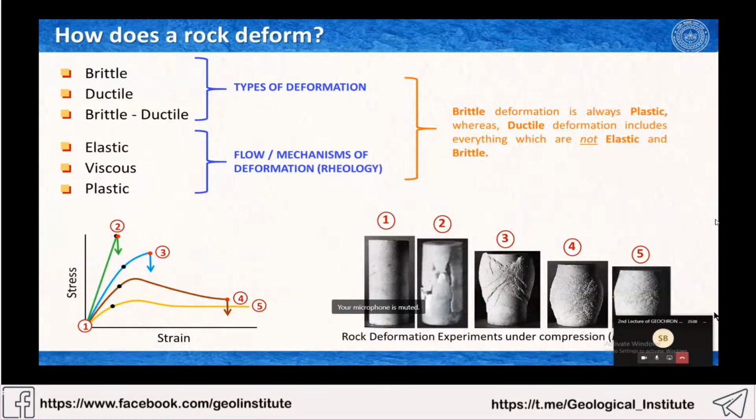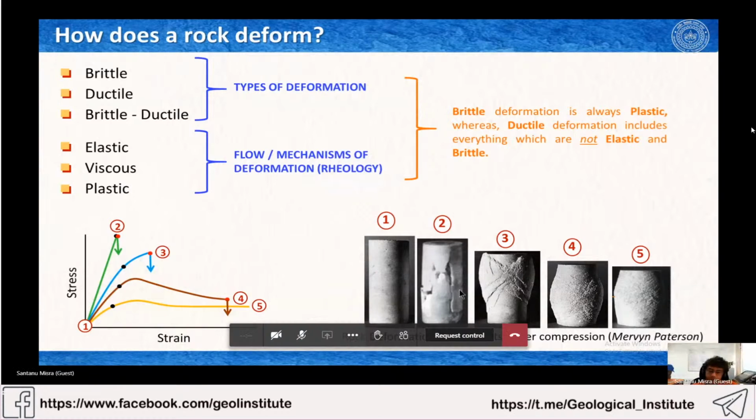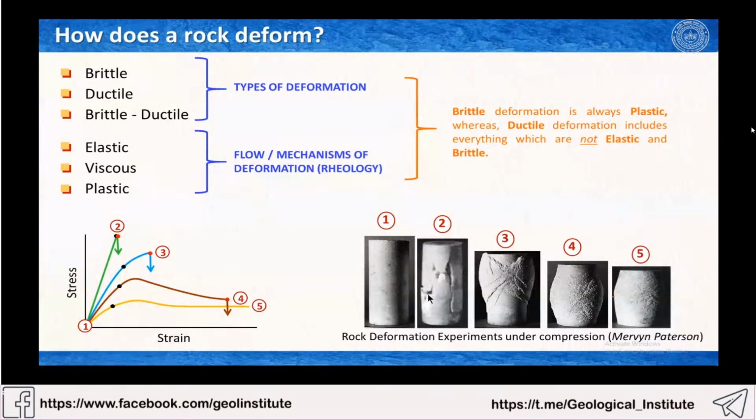But to start with, they are generally conceived through the very basic diagram of stress versus strain. Here on the side, these 1, 2, 3, 4, 5 are some very classic experiments performed by Marvin Paterson. This is the initial sample without any deformation, and then he increased the confining pressure in different samples, and these should be the ideal stress-strain curves. The first one mostly produces tensile fractures or single or a few shear fractures, and then it failed immediately at its yield point.